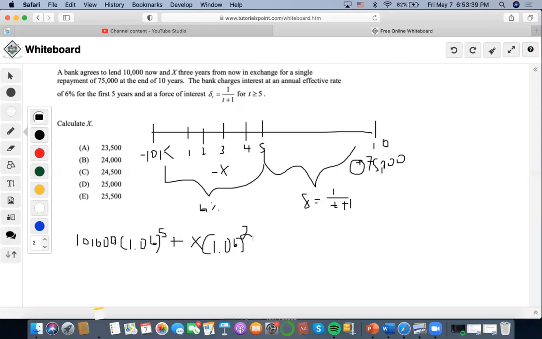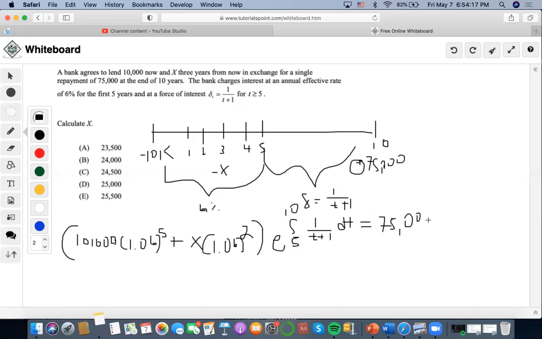Now, another thing is that from the time this period is ending, it's also going to grow at a force of interest of this amount, which means that this whole base would become e to the integral where it's starting and where it's ending. So 5 to 10 of 1 over t plus 1 dt, which equals 75,000, right?